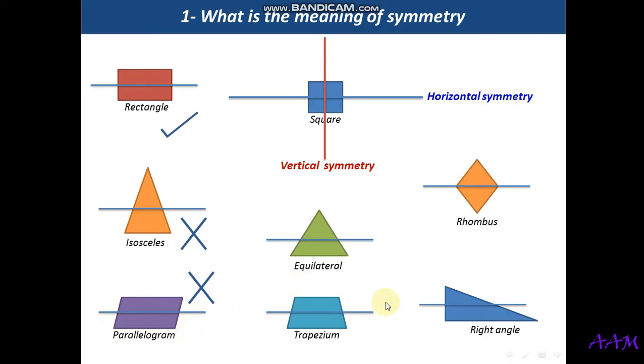What about this triangle? Also not, because the upper part doesn't look like the lower part. It obviously doesn't match. What about the trapezium? Do you see this lower part? It doesn't look exactly like the upper part. They don't look exactly the same. So there is no horizontal symmetry.